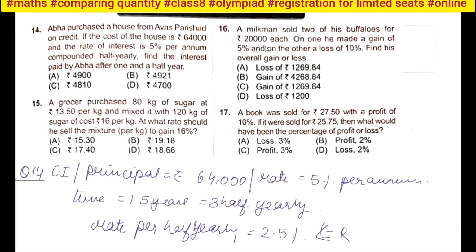Check it. See, a milkman sold 2 of his buffaloes. Means there are 2 buffaloes that they are selling for rupees 20,000 each. In each he's getting 20,000 after selling. But one made gain and another made loss. Okay, but they are asking the overall gain or overall loss. Means although I have 2 separate conditions, I have to finally decide that overall I am getting loss or overall I am getting gain.